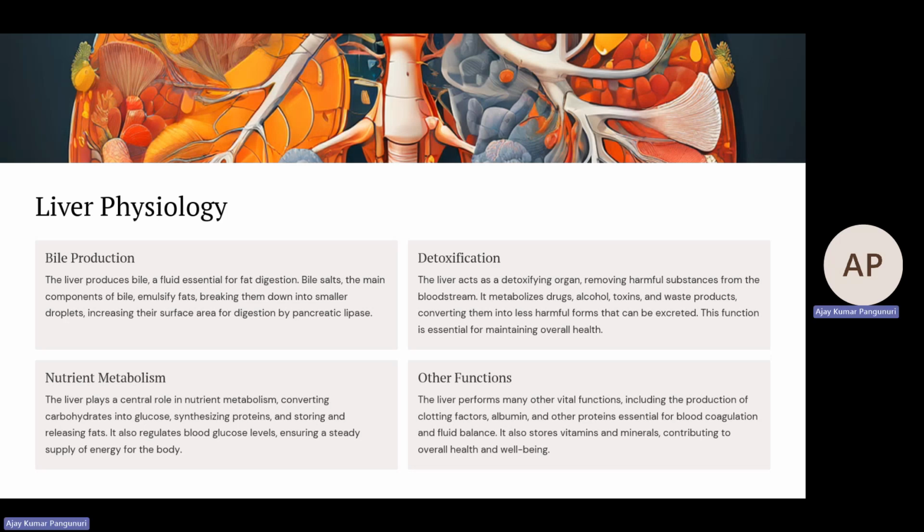Nutrient metabolism. The liver plays a crucial role in nutrient metabolism, converting the carbohydrates into glucose, synthesizing proteins, and storing and releasing fats. It also regulates blood glucose levels, ensuring a steady supply of energy for the body.